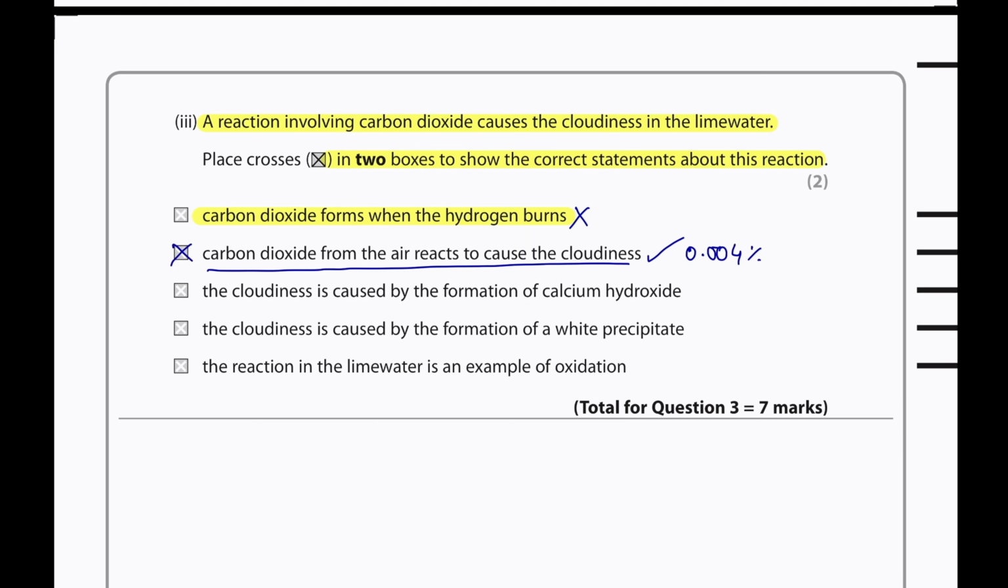The cloudiness is caused by the formation of calcium hydroxide. The calcium hydroxide is colorless in this case. The cloudiness is caused by the formation of a white precipitate. Exactly. So the white precipitate is actually calcium carbonate. The reaction in the lime water is an example of oxidation. No, it's not an example of oxidation. It's actually a neutralization or a precipitation.